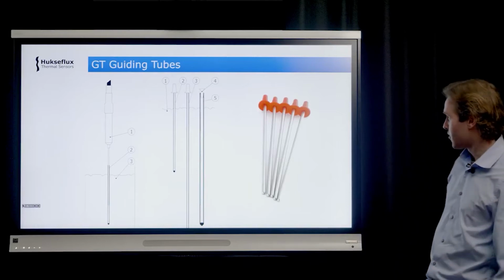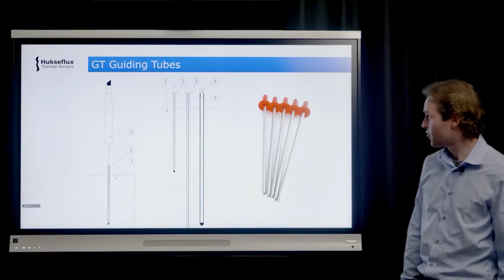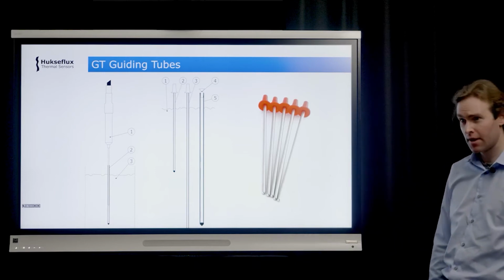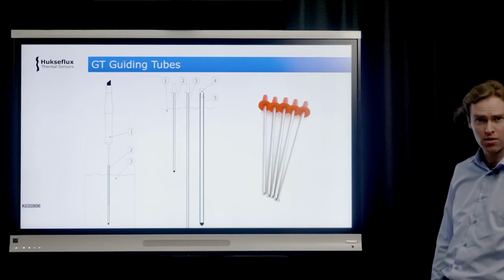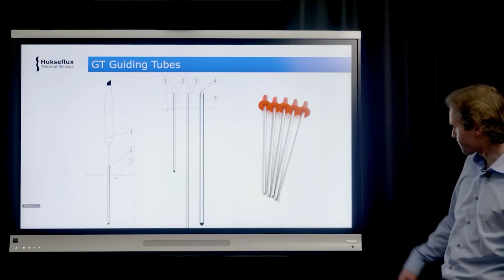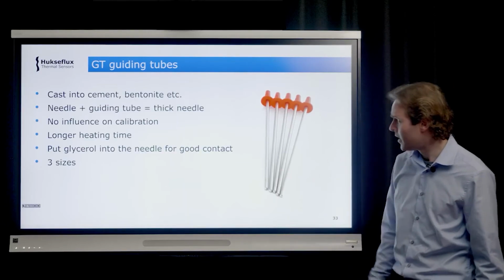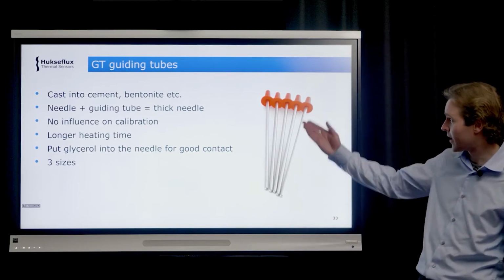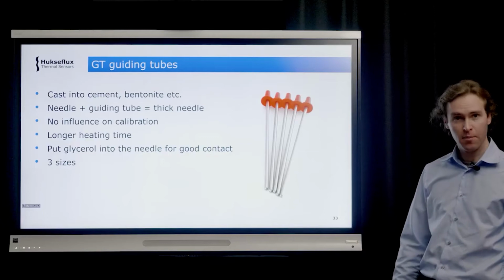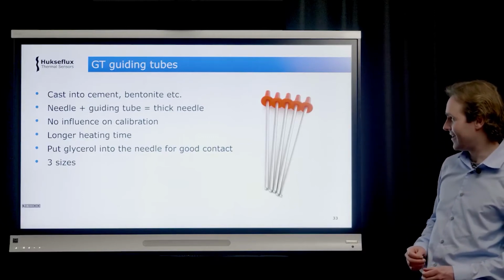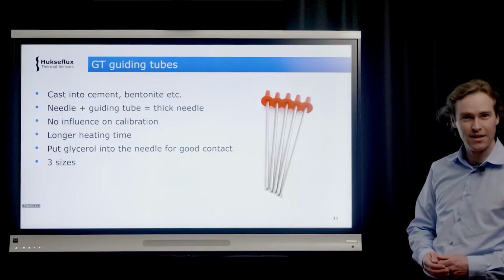Okay, so then there are some other useful tools, namely the guiding tubes. Sometimes it's difficult to insert a needle into a very hard or semi-hard material. It may bend or break. So these guiding tubes can be used either to push them into a semi-hard material, or you can cast them into cement. And basically the needle can be inserted into the guiding tube. And that effectively creates a thicker needle.